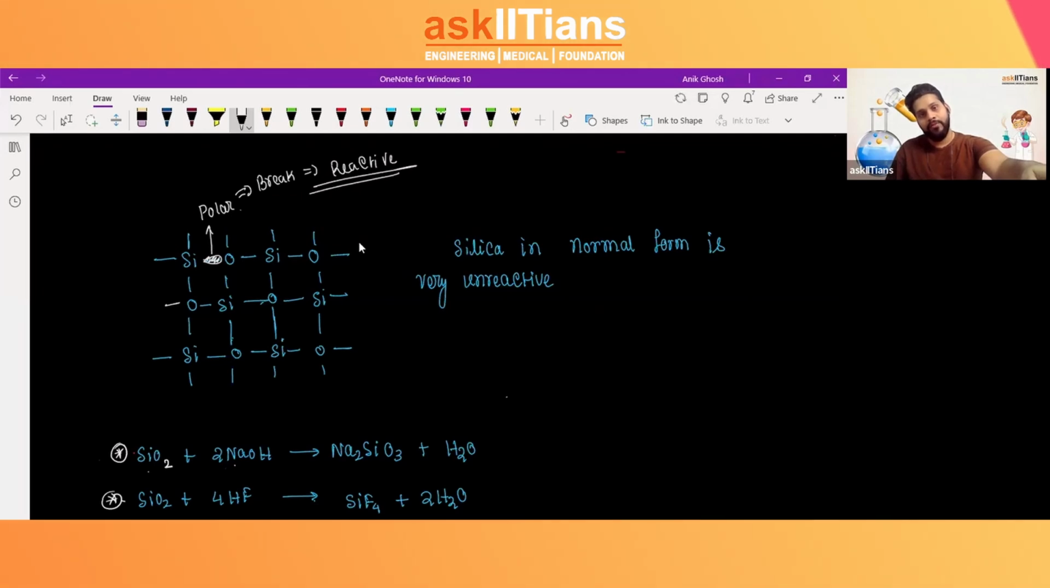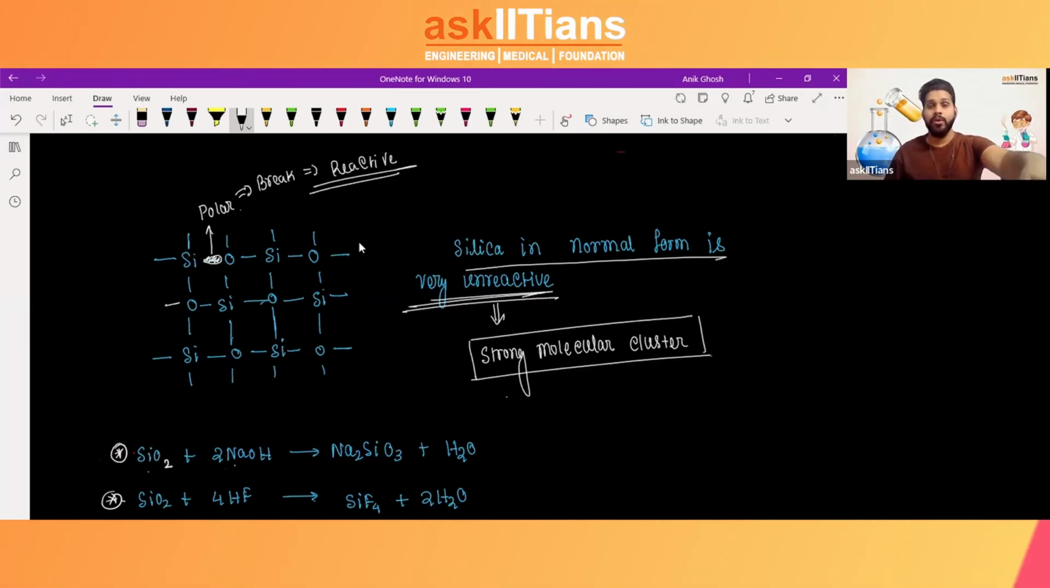But now, if you notice, what I'm writing is that silica in normal form is very, very unreactive. Why? It is unreactive because of its strong molecular cluster. As we see, this chain, this single bonded cluster, is just like diamond, guys. That's the way diamond is a single bonded cluster. Similarly, silicon dioxide is also a single bonded cluster. So maybe each and every bond individually is polar and can be broken, but this entire structure makes it unbreakable actually.